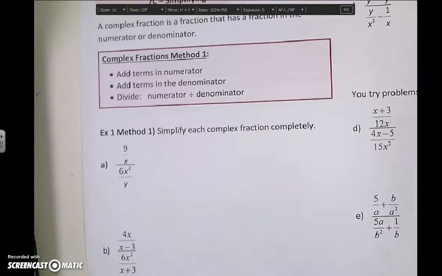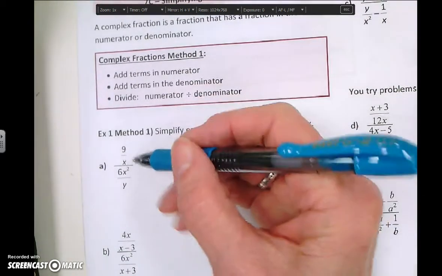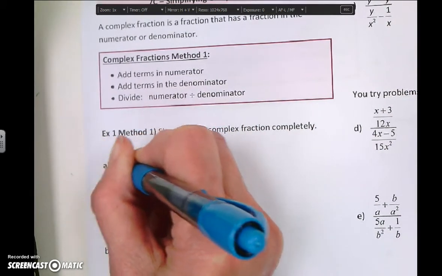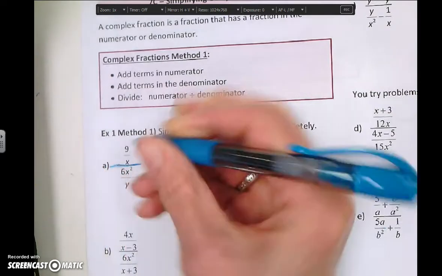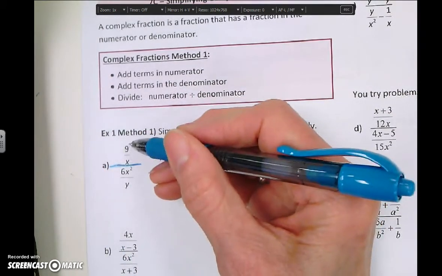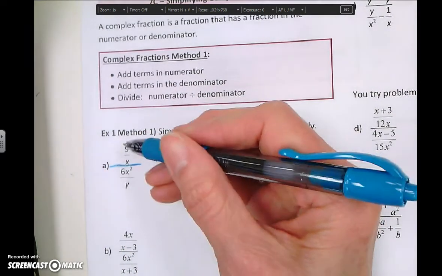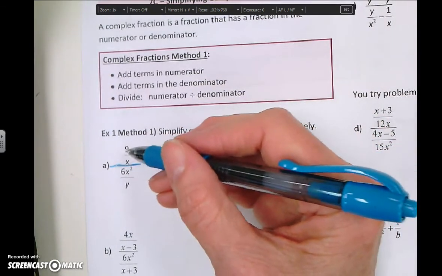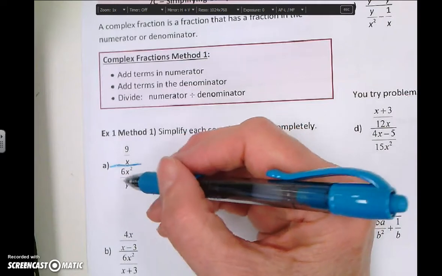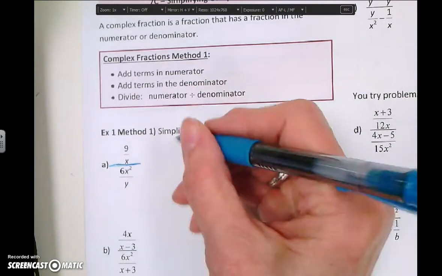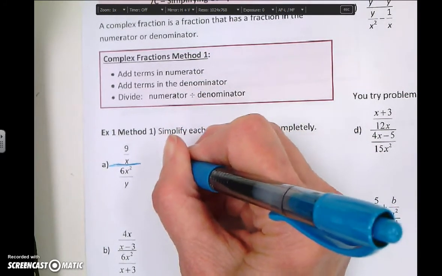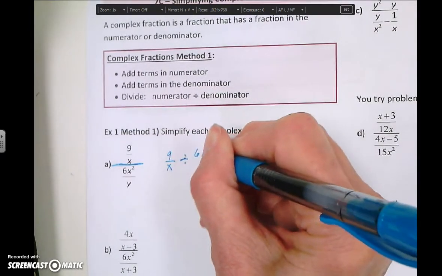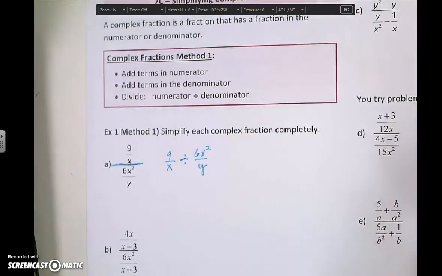All right, so example 1. We have 9 over x divided by 6x squared over y. So this bar is the main bar of the big fraction here. There's a little fraction here and a little fraction here. So there's a fraction in the numerator and a fraction in the denominator. Since there's only one term, I don't need to do any addition here, and I don't need to do any addition here. So all I'm going to do is take the numerator, which is 9 over x, and divide it by the denominator, which is 6x squared over y.